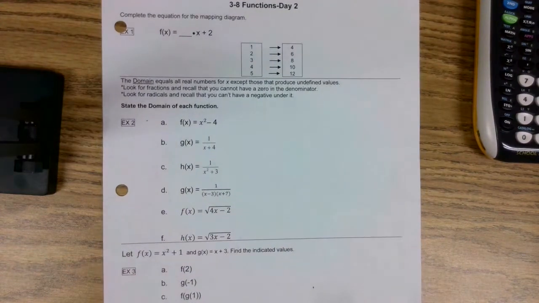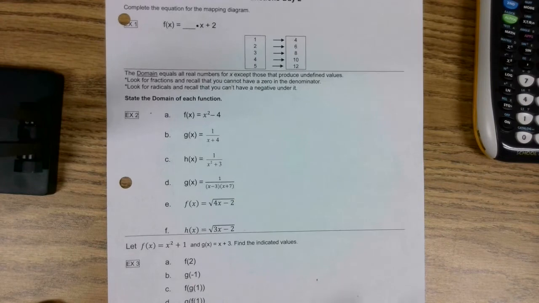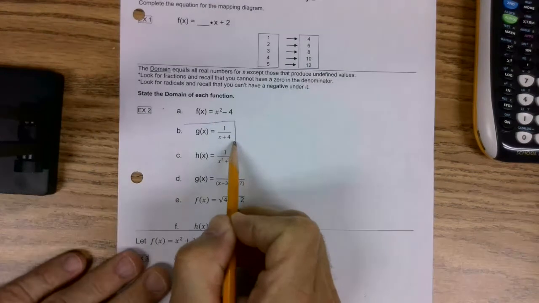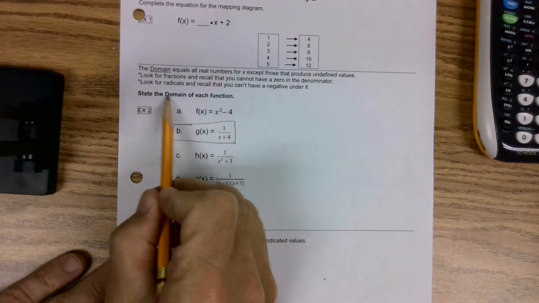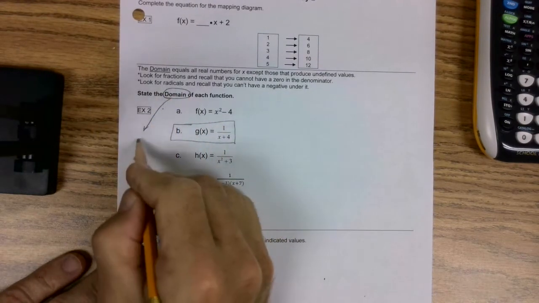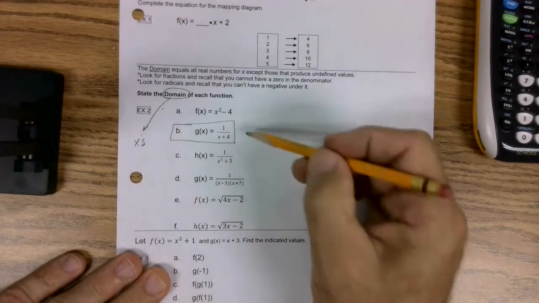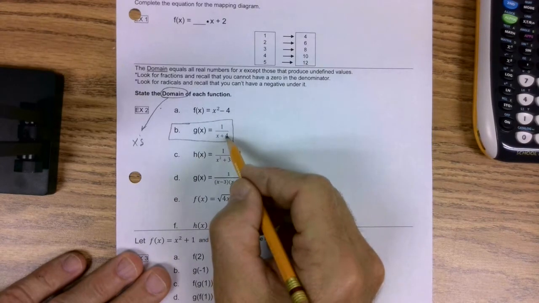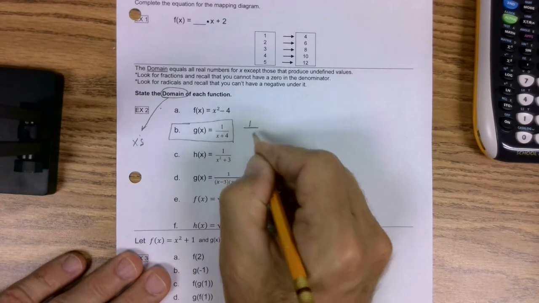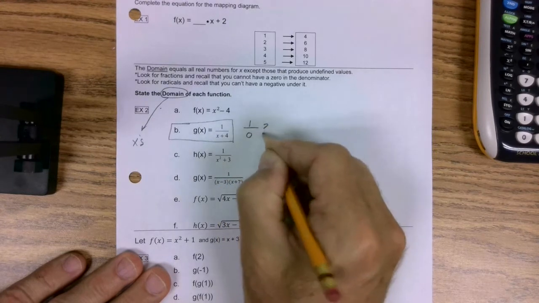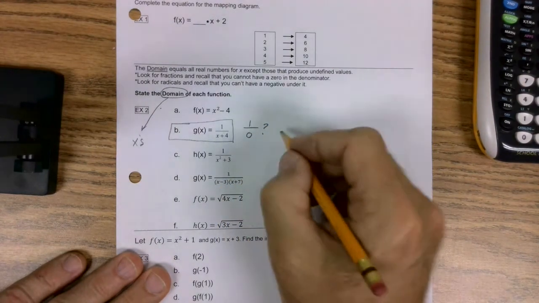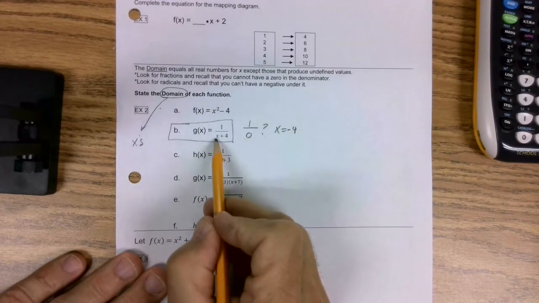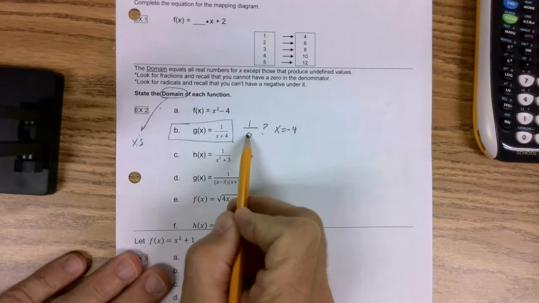All right, now I'm going to purposely pick some that should be fresh on your brain. So I'm going to start with this guy right here. What do we know about this? Well, it says state the domain. In other words, talk about your x's. Well, when we have a fraction, we know you cannot have a 0 in the denominator. So what we're wondering is, where would this happen? Well, that would only happen if x equaled -4, because -4 plus 4 would give us our 0.